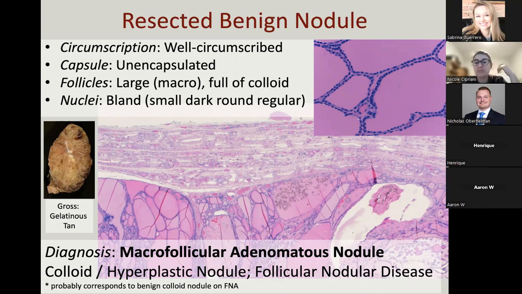So this would be a so-called macrofollicular adenomatous nodule, meaning the follicles are large or macro compared to the normal parenchyma, which here is on the top of the image. Follicular nodular disease is another diagnosis that's now being proposed for these instead of just quote unquote multinodular goiter, because multinodular goiter is relatively non-specific. A goiter can be an enlargement for any reason. So histologically, we avoid use of the term goiter for those reasons. But this would be a benign macrofollicular nodule.